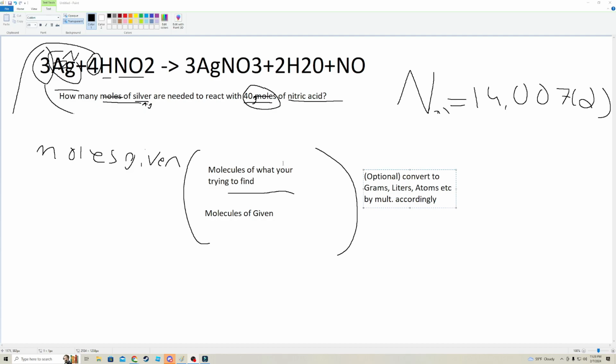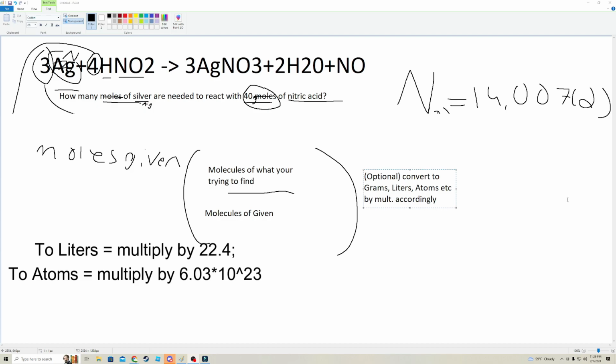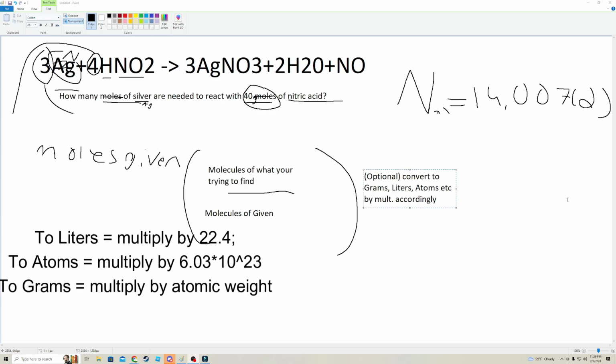If it's asking you to convert it to grams, liters, atoms, whatever, you would convert it by multiplying accordingly. So if it's asking you for liters, you'd multiply it by 22.4. If it was asking for atoms, you would multiply it by 6.03 times 10 to the power of 23. And if it was asking for grams, you would multiply it by its atomic mass.